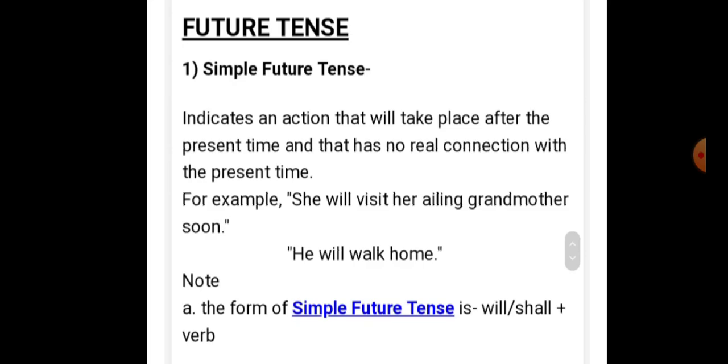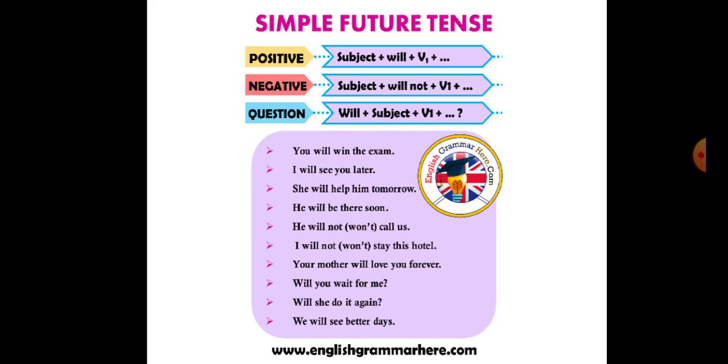Simple future tense indicates an action that will take place after the present time and that has no real connection with the present time. For example, she will visit her ailing grandmother soon. He will walk home. The form of simple future tense is will or shall plus verb. You see the structures of positive, negative and question form of simple future tense.